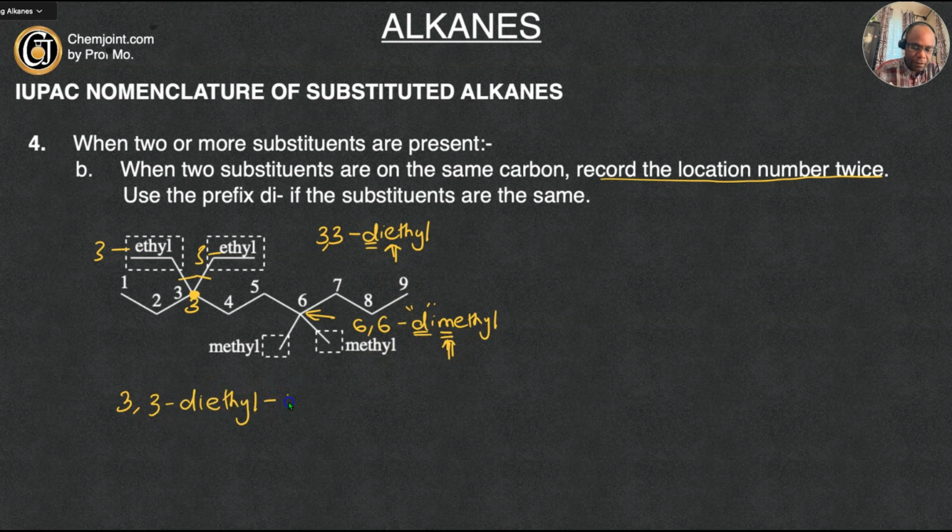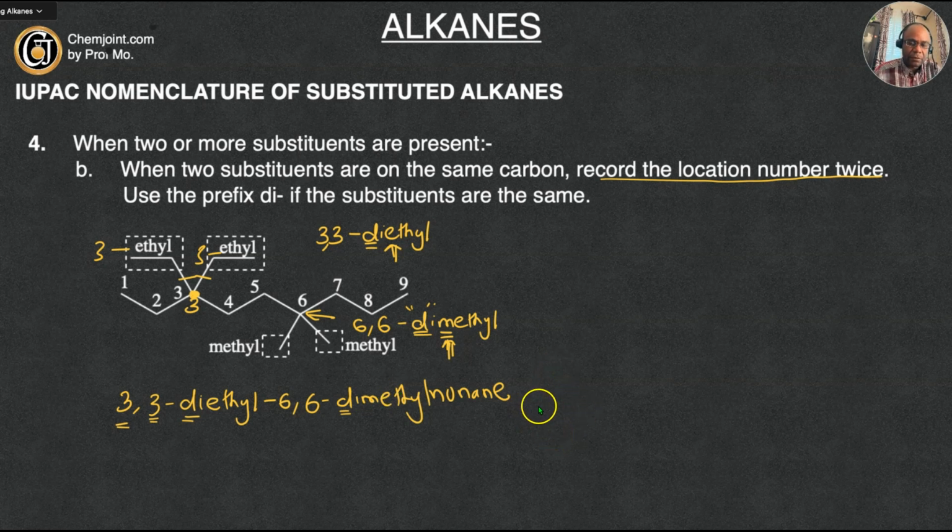3,3-diethyl, hyphen, 6,6-dimethyl, and then you call it non-N. So be very careful in this rule to list the number twice if they are the same on the same carbon. And then if you have multiple similar substituents, always use di. The di here is not considered in the alphabet rule unless it was in parentheses.